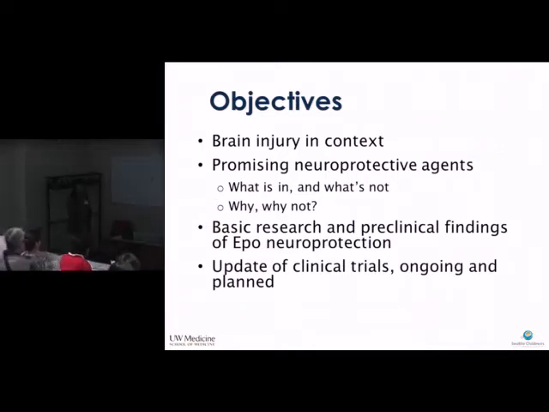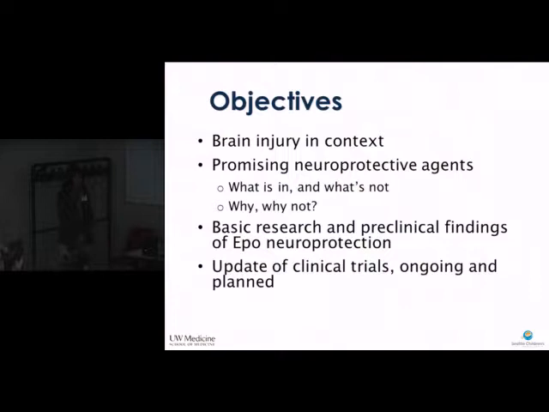So the objectives for this particular talk are to talk a little bit about brain injury in context of neurodevelopment and the situation that the baby is born in. We'll also talk about some different promising neuroprotective agents, what's in, what's not. And then I will spend the rest of the time talking about EPO.